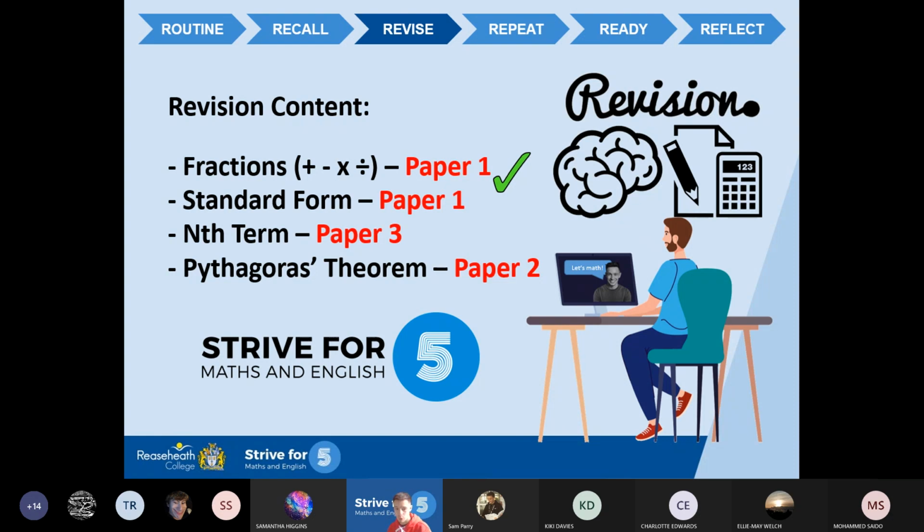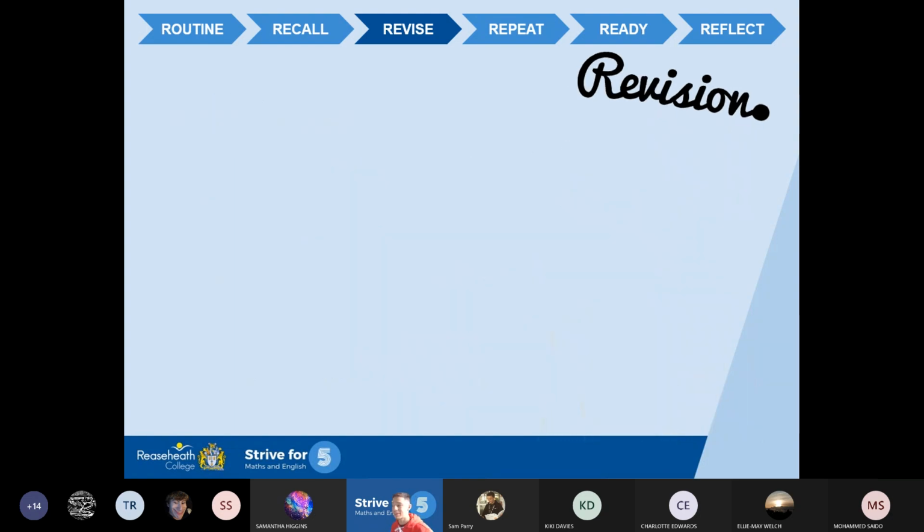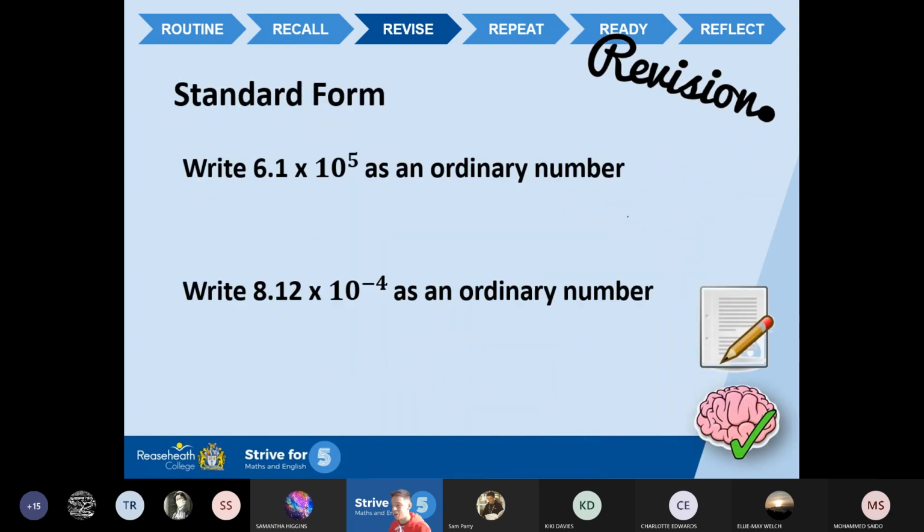Now we're going to look at standard form, converting standard form into ordinary numbers and then converting ordinary numbers into standard form, okay? I'm going to try and teach it as best as I can. But my top advice is you guys listening carefully, okay?